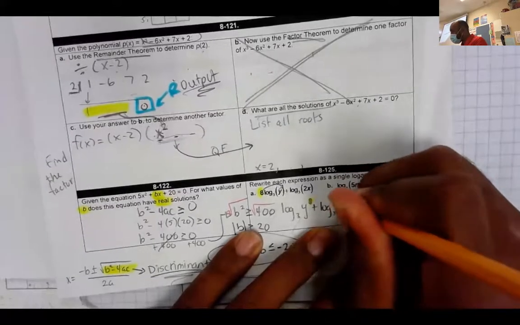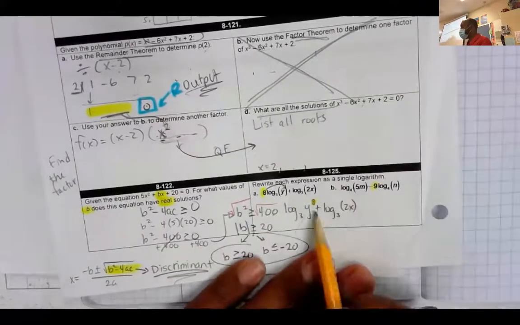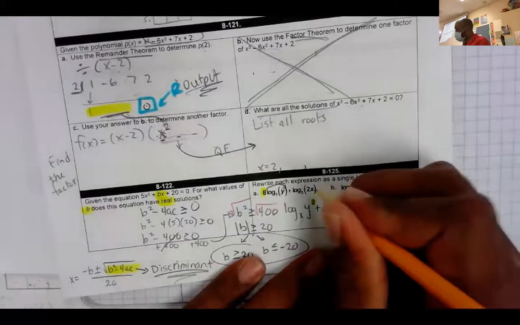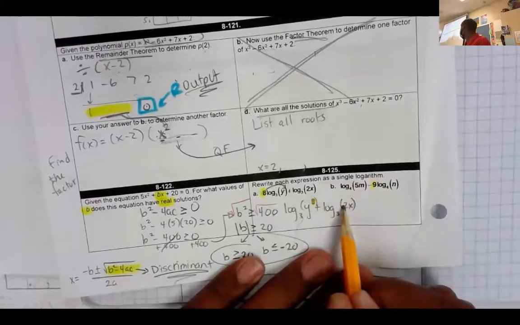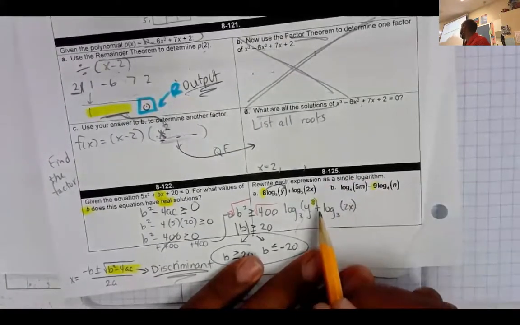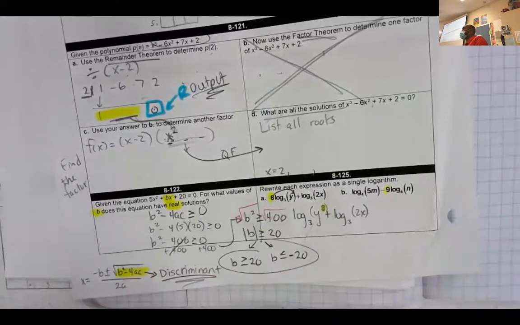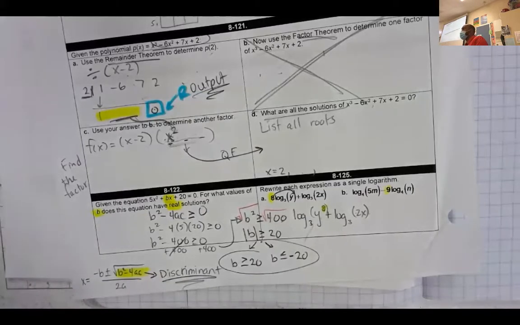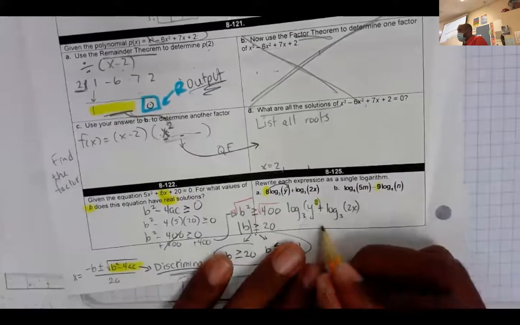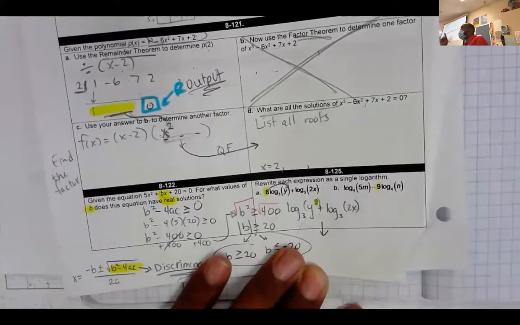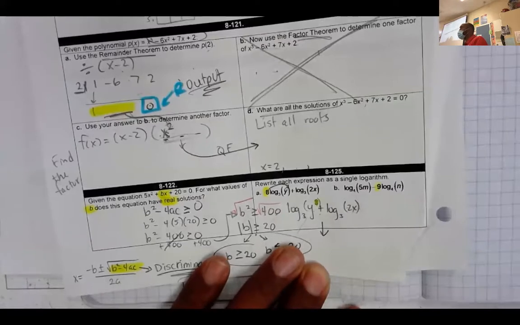Now I can combine both of these arguments, y to the 8th and 2x. Now when you add two logs, how do you combine those, the arguments? Do you multiply them or divide them? When you're adding, multiply, right? So you're going to combine this into one log by multiplying the arguments, okay?